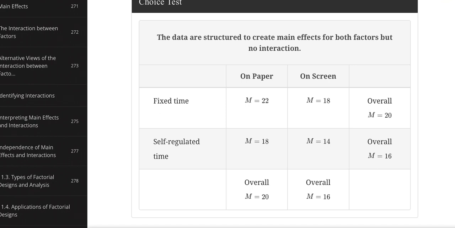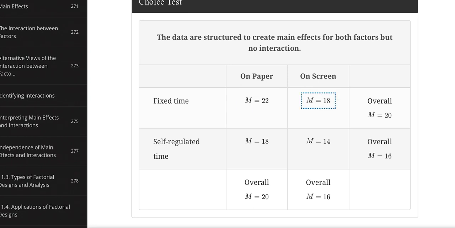And you can see our four cells are the means of 22, of 18, and then of 18 and 14. So those means, those are our cells that we're talking about. And you can see how each one is a combination condition, right? So this one is on paper. They studied on paper for a fixed time. All right, that's cell number one.